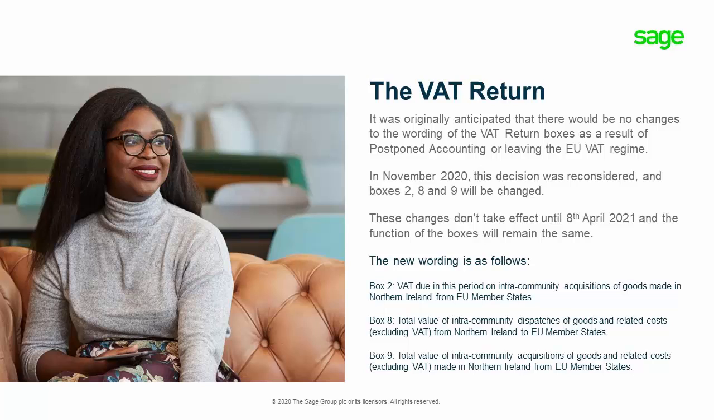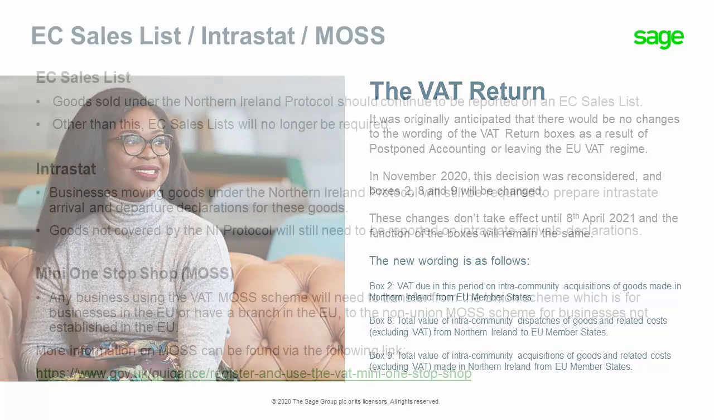For box 2, it will be called VAT due on this period on intra-community acquisitions of goods made in Northern Ireland from EU member states. Box 8 will say total value of intra-community dispatches of goods and related costs, excluding VAT, from Northern Ireland to EU member states. And finally, box 9 will say total value of intra-community acquisitions of goods and related costs, excluding VAT, made in Northern Ireland from EU member states.